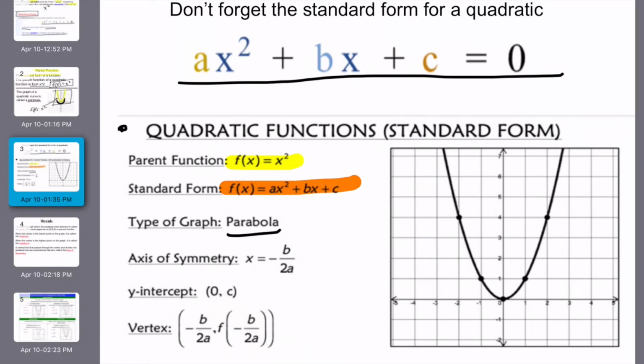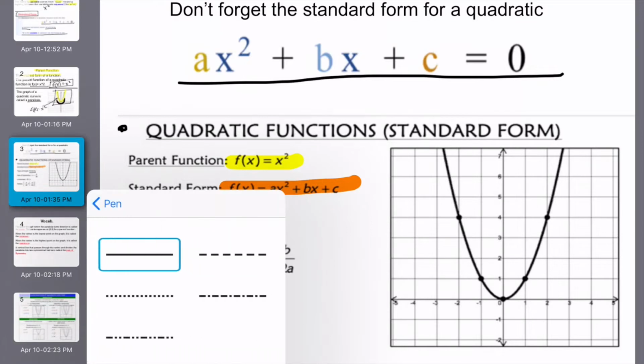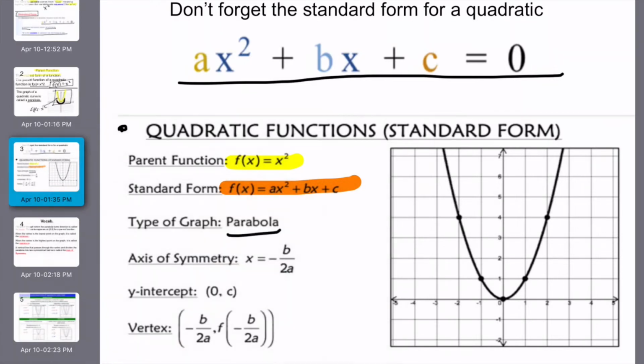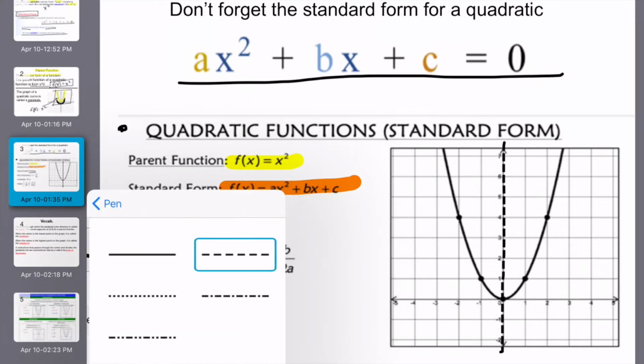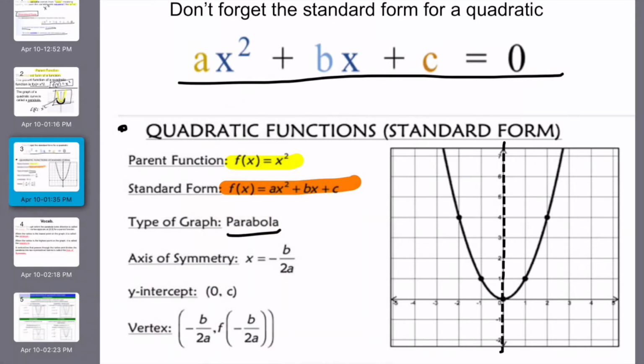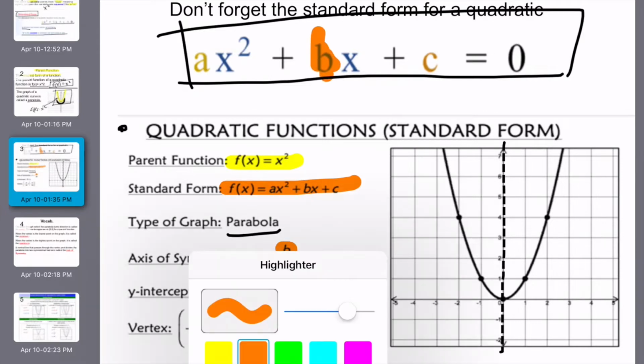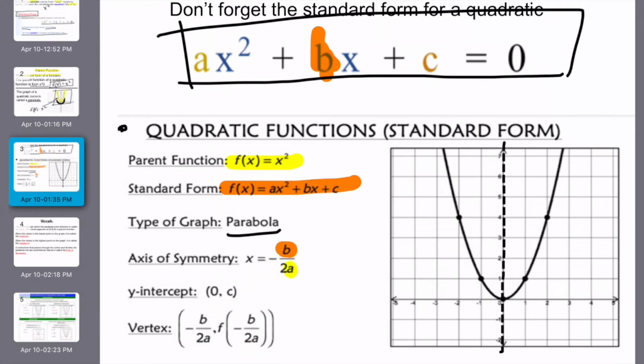Now, the axis of symmetry. We all know what it means to be symmetry or symmetrical. It just means it's going to be the same thing on both sides, kind of like we see with butterflies. Each parabola has an axis of symmetry at some place, and we can find exactly where it is from our quadratic standard form equation. It's going to be negative b over 2a, so negative whatever our b value is over 2 times our a value.